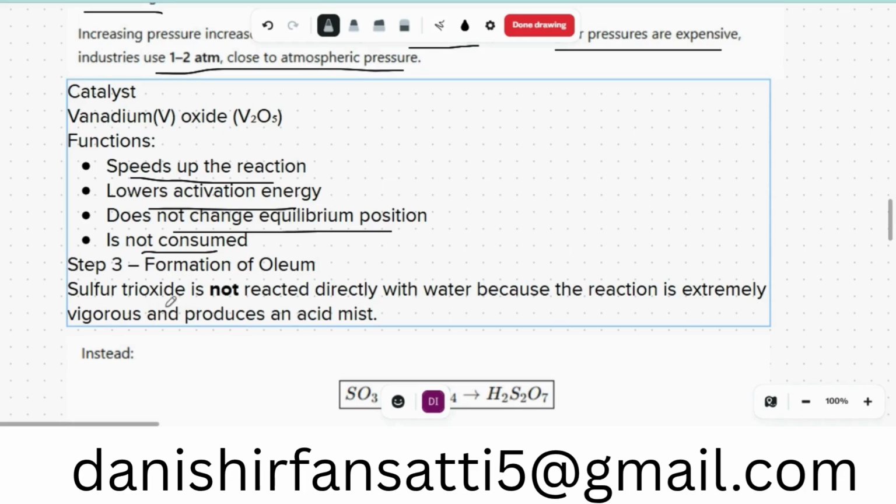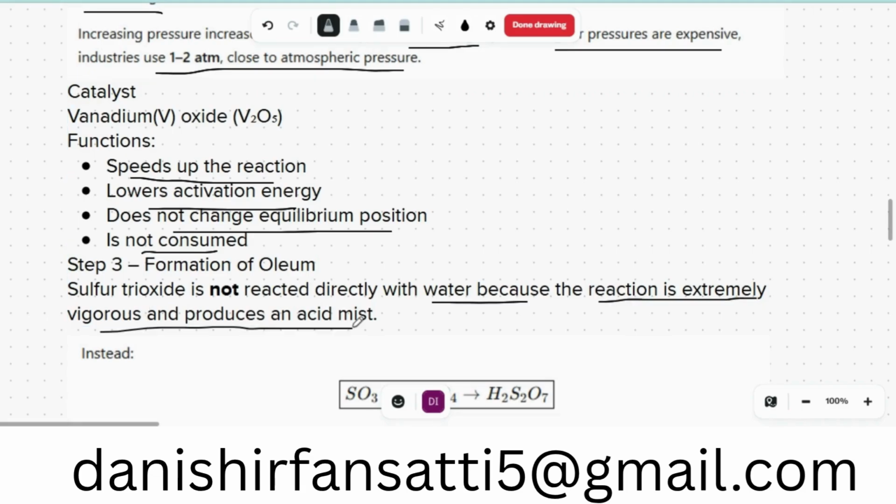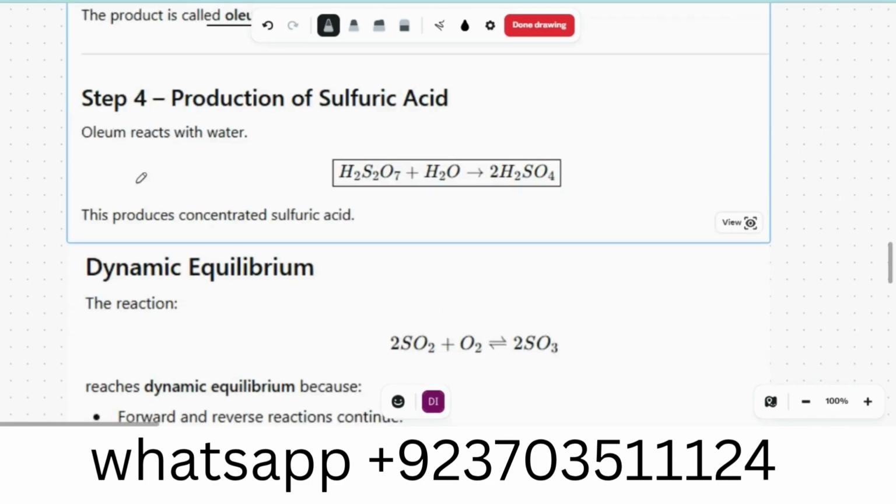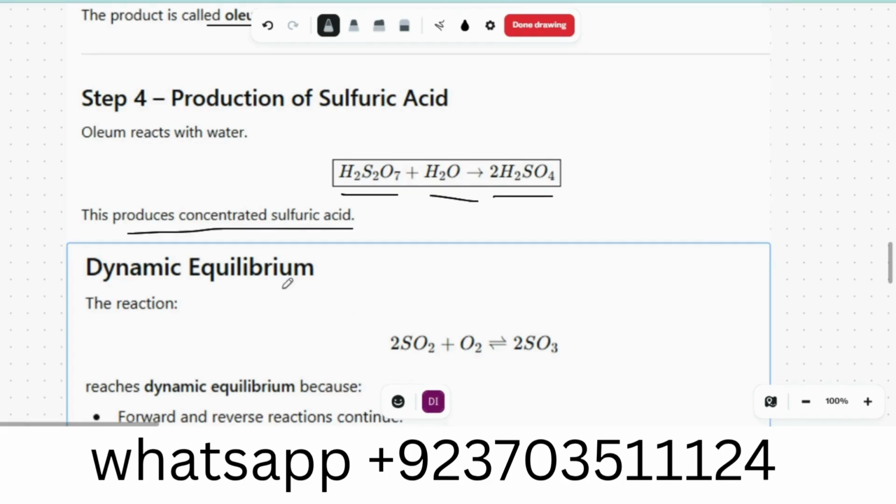Formation of oleum. Sulfur trioxide is not reacted directly with water because it reacts extremely vigorously and produces an acid mist. Instead, SO3, sulfur trioxide, first reacts with sulfuric acid and makes H2S2O7. This is called oleum. From oleum, we react with water and that gives us 2 moles of H2SO4. This produces concentrated sulfuric acid.